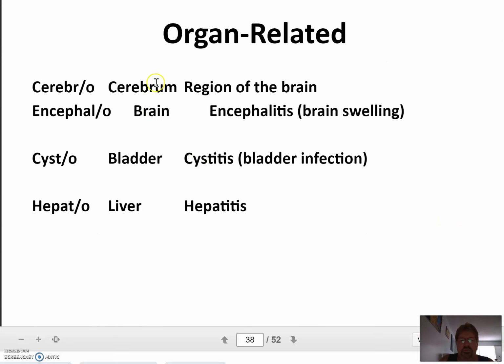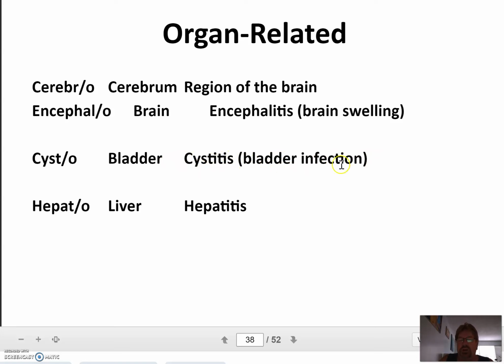Cerebral is the cerebrum, which is the biggest portion of the brain where higher thinking and logic and all takes place. Encephalo also means brain. Encephalitis is swelling of the brain. Why? Itis means inflammation, swelling. Cysto, we've touched on it already. This is the urinary bladder. If you've ever had a bladder infection or a urinary tract infection, it gets up in the bladder. Cystitis is what that's called.